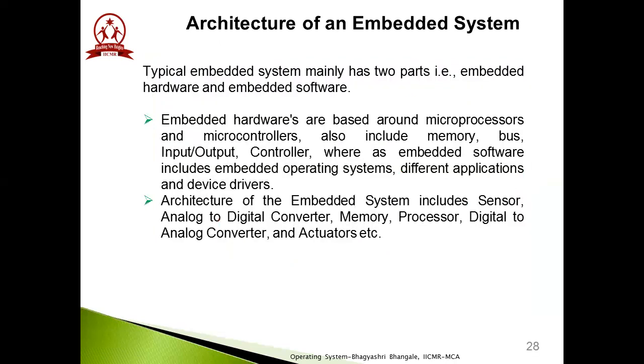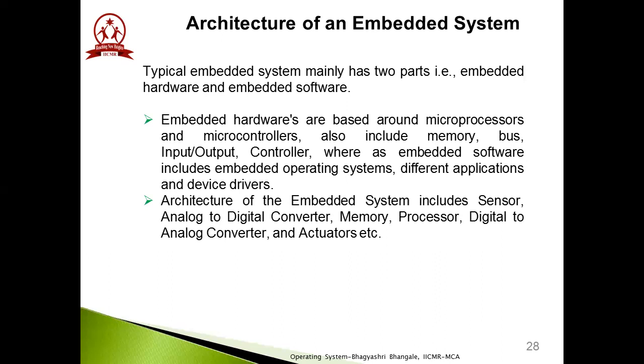Now, in the architecture of an embedded system, a typical embedded system can mainly be divided into two parts. First is embedded hardware and second is embedded software. Embedded hardware is based around the microprocessor and microcontroller. It can also include memory, various buses for data transmission, input-output devices, and various controllers, whereas embedded software includes operating systems and the different applications needed to run, and device drivers. The architecture of an embedded system includes sensors, analog to digital converter, memory, various processors, digital to analog converter and actuators.